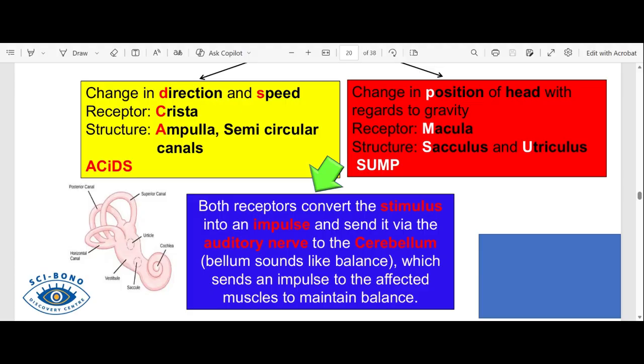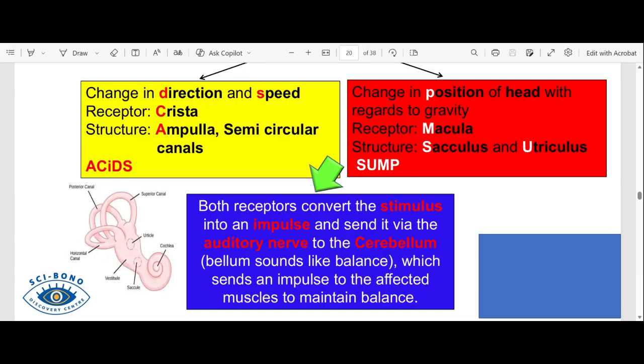The cristae is a receptor. So the cristae will do what? The cristae will convert the stimulus, right? What is the stimulus? The change in the direction and speed of your head. So the cristae will convert that stimulus into an impulse. Then that impulse will be transmitted by the auditory nerve to the cerebellum. Then your cerebellum will send the impulses to the muscles, telling the muscles to maintain balance.